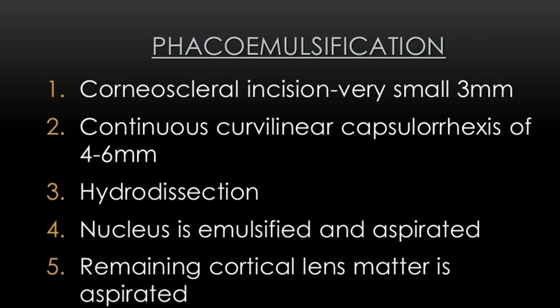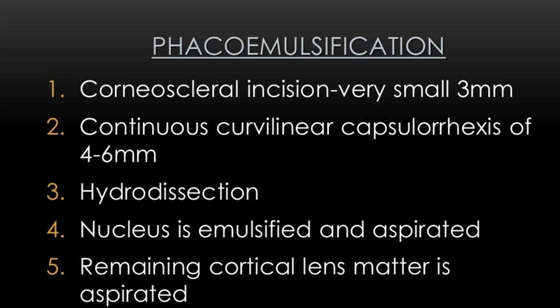Then coming to the most widely performed cataract surgery we do these days, that's the phacoemulsification surgery. So in phacoemulsification, the corneoscleral incision is very, very small. So there's much less chance of astigmatism, right? So firstly, a corneoscleral incision is made. Then continuous curvilinear capsulorhexis of 4 to 6 mm is done.